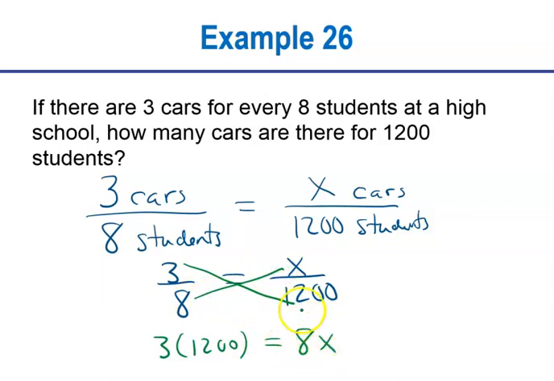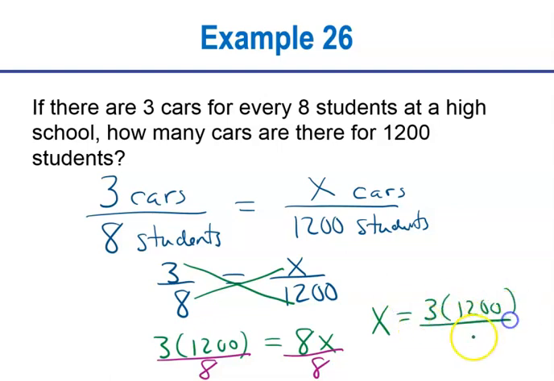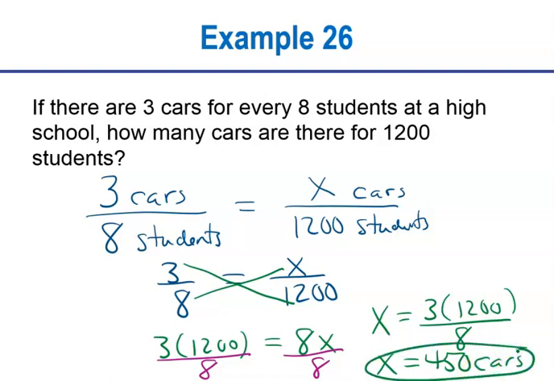Now I want to get the X by itself, so what do I need to do? I need to divide both sides by 8, and that will give me the result X is equal to 3 times 1,200 divided by 8. This does make me want to grab my calculator. I know you could do this by hand, but let's just use our calculator. And I get the result 450. 450 what? Okay, so how many cars are there for 1,200 students? It would be 450 cars for 1,200 students.